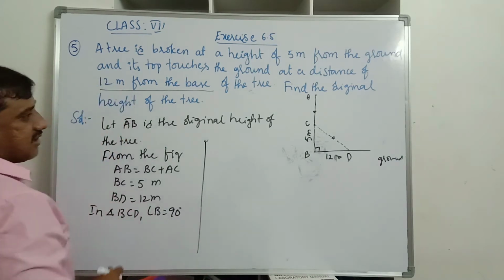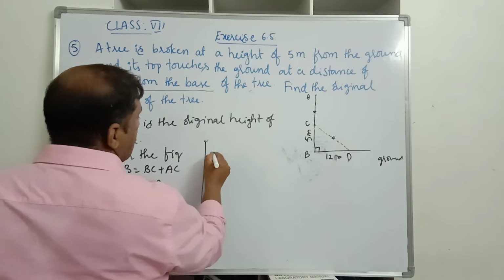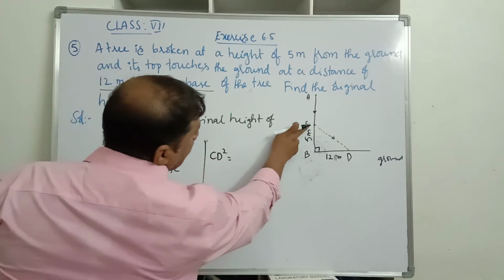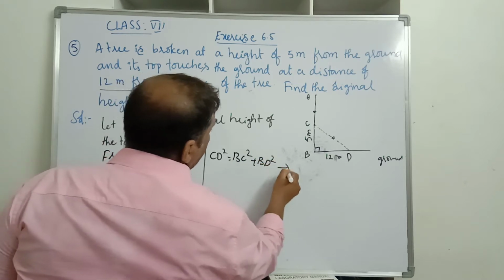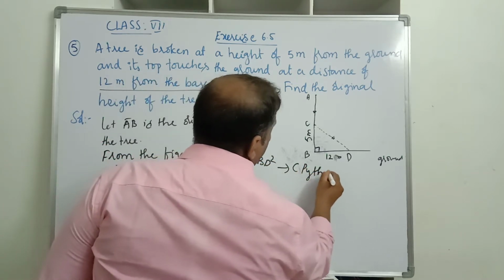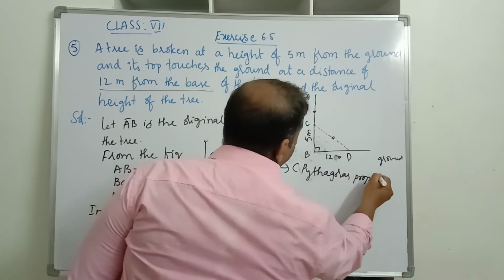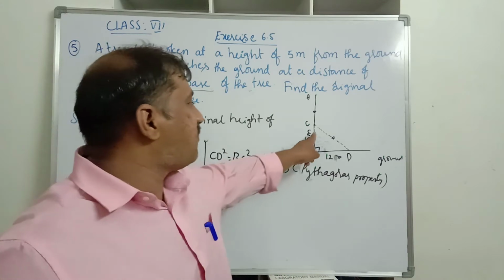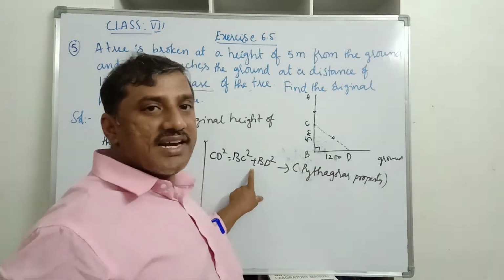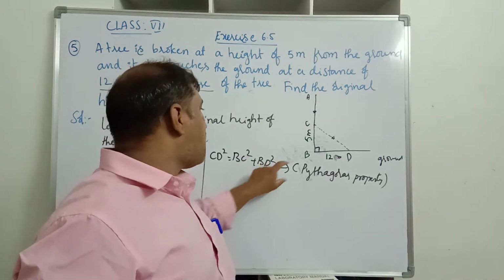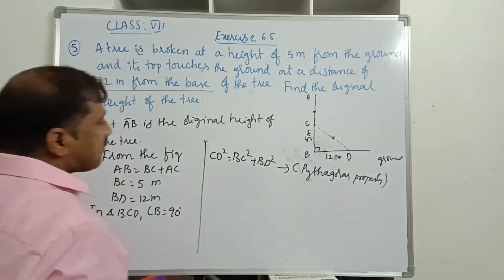Now apply the Pythagoras theorem. When B is 90 degrees, its opposite side is the hypotenuse. That is, CD square is equal to BC square plus BD square. That is by the Pythagoras property. It states that the square of the hypotenuse, that is CD square, is equal to the sum, meaning the addition, of what? The squares of the other two sides. What are the other two sides? BC and BD. BC square plus BD square.